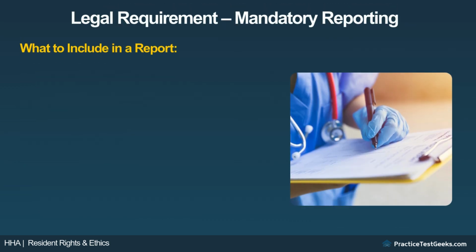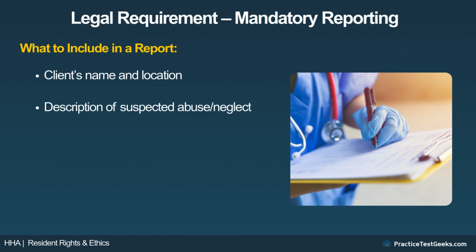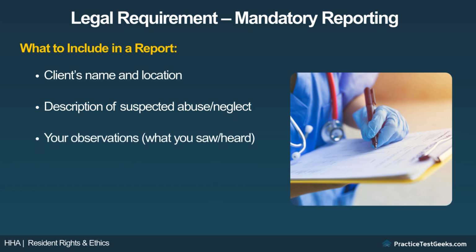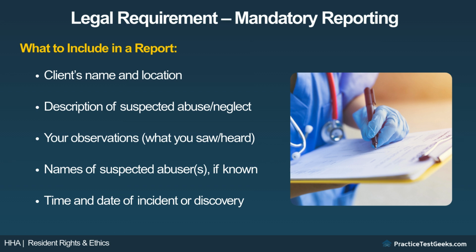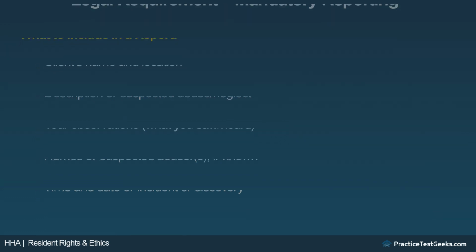What to include in a report: client's name and location, description of suspected abuse, neglect, your observations, what you saw or heard, names of suspected abusers, if known, time and date of incident or discovery. Do not delay. Report immediately and document your actions.